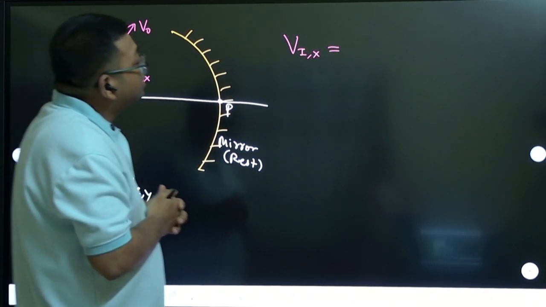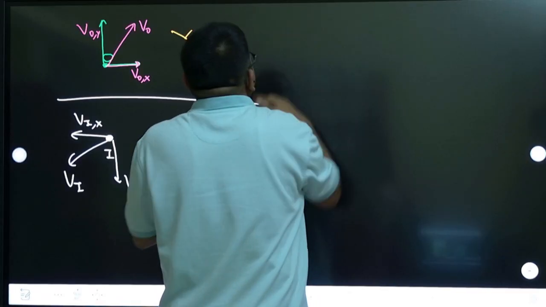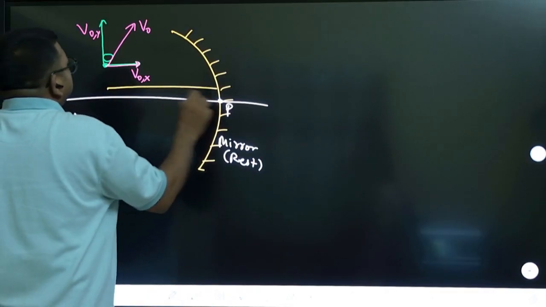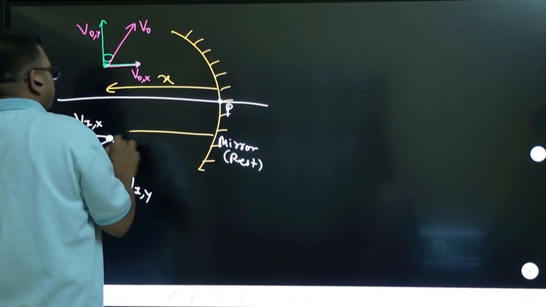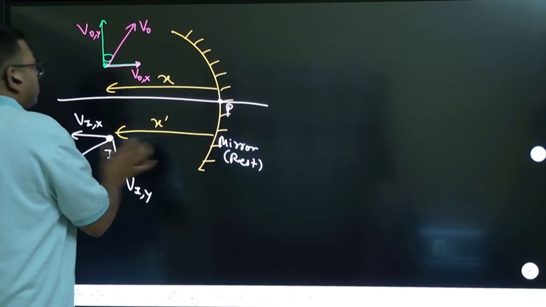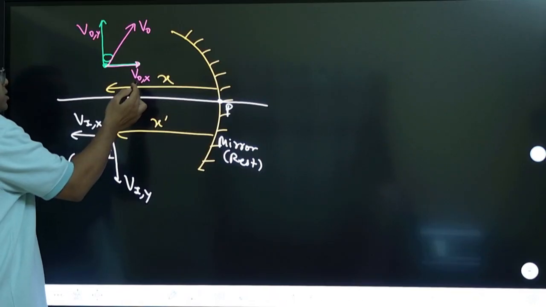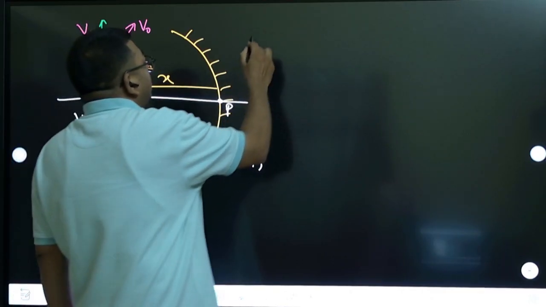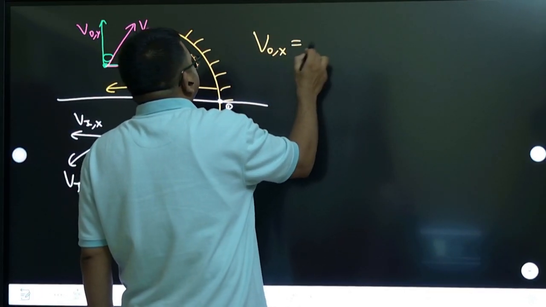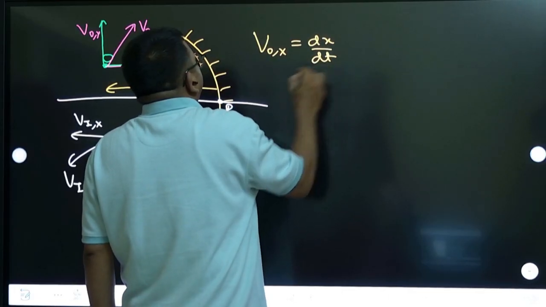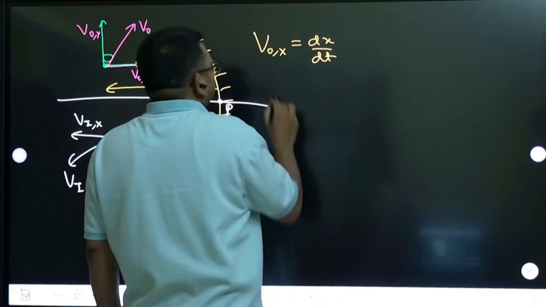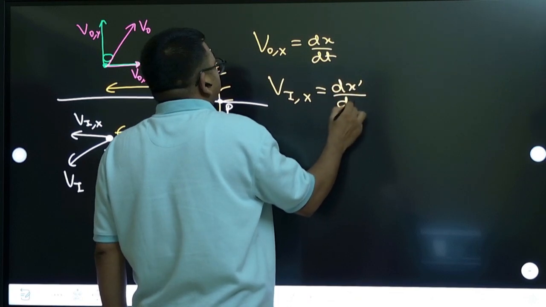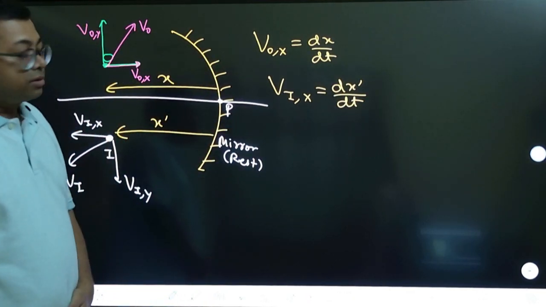How do you calculate that? Let us write this along the x-axis, that is the best way. This distance is x, the object distance. This distance is x dash. The rate at which x is changing is the velocity of the object along x, and this is the velocity of image along x. So Vox is dx by dt, and Vix is dx dash by dt. Correct.